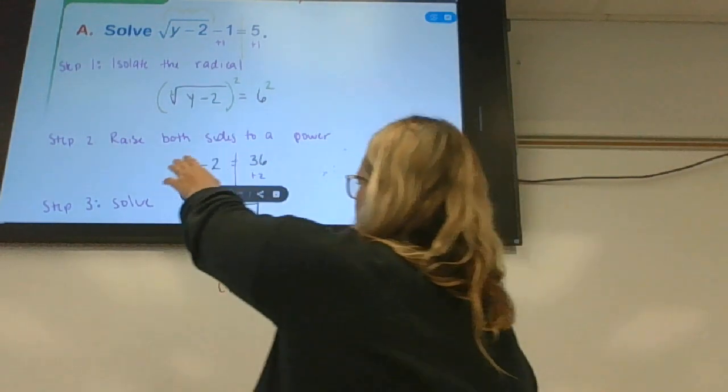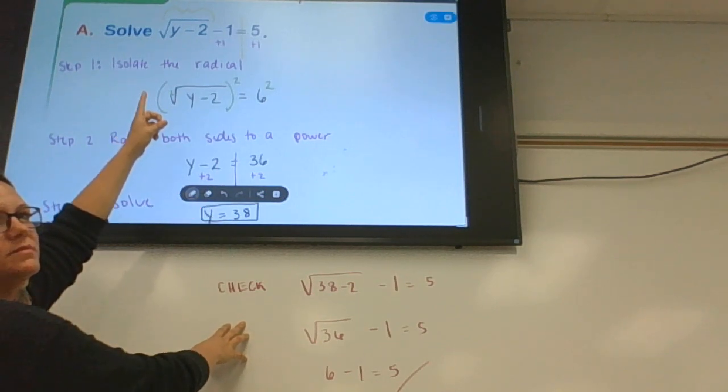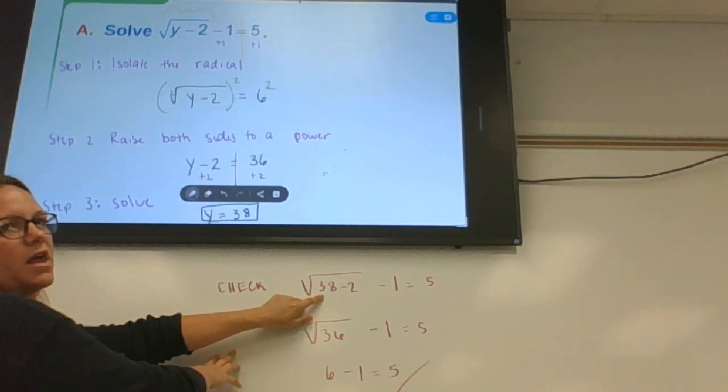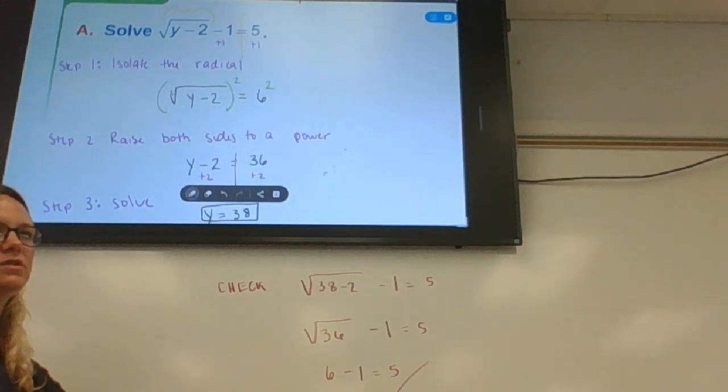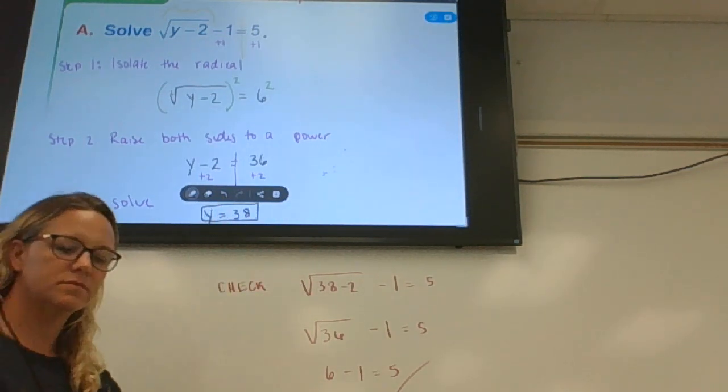So I did all this work and I got y equals 38. I put 38 in the problem to see if it's a true solution, and it is. In a couple of examples, we'll see one that won't work.